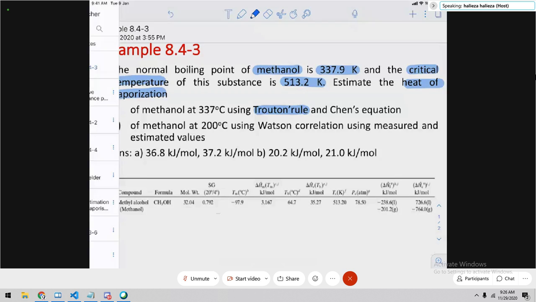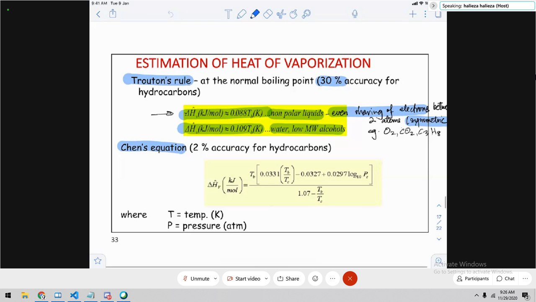So what is Thornton's rule? This is Thornton's rule. We have only two equations here: one for non-polar liquids, and one for low molecular weight alcohols or water. We are going to estimate the latent heat at the normal boiling point of the liquid.